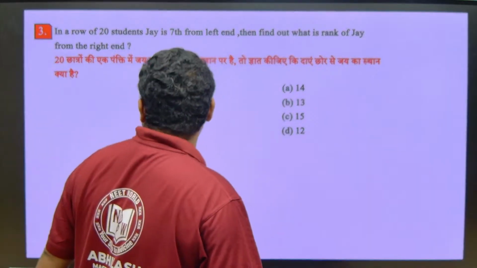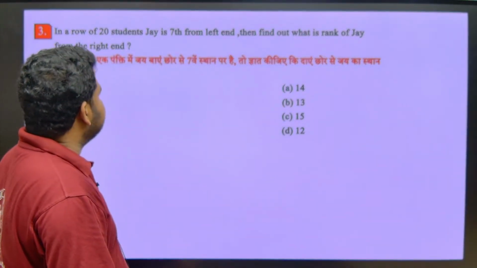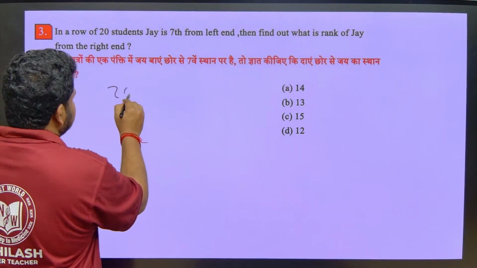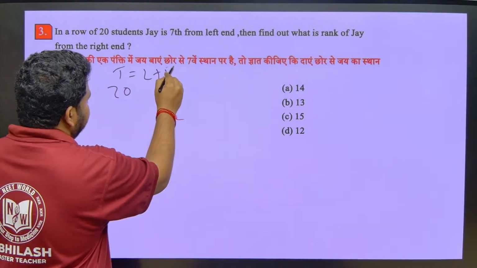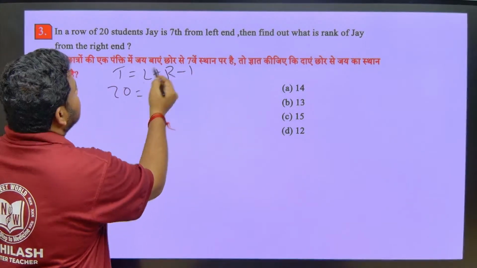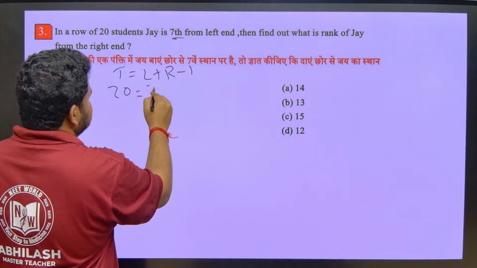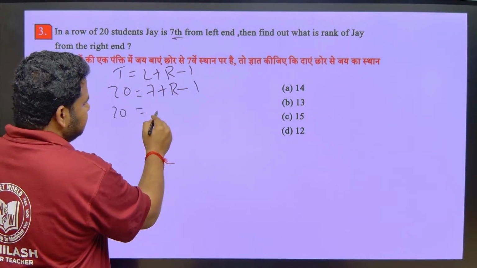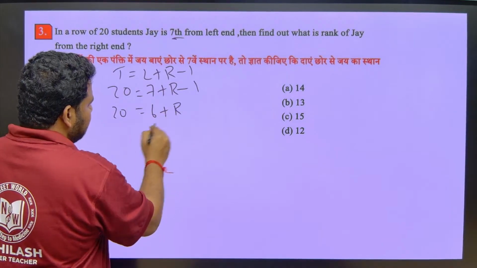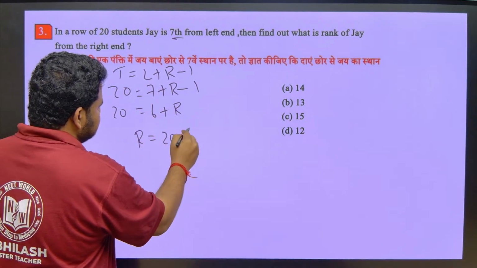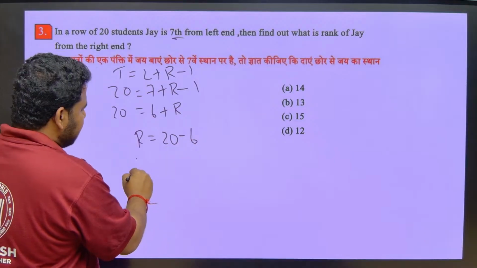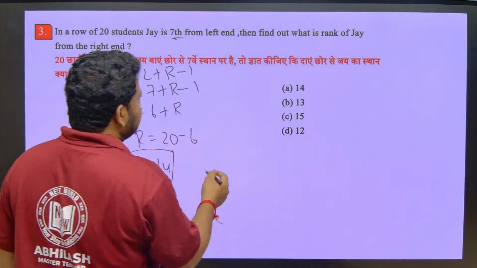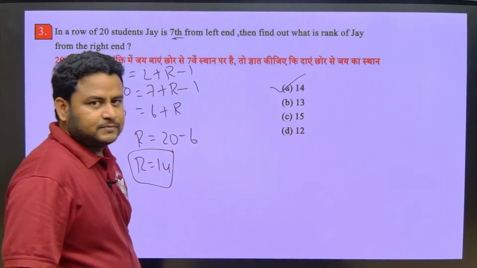So this is the question they have given. In a row of 20 students, J is 7th from the left hand. Find out what is the rank of J from the right hand. So 20 students means total is 20. Total is equal to L plus R minus 1. Correct? So 20 is equal to left hand is 7, so 7 plus R minus 1. Right hand they are asking. 20 is equal to 7 minus 1 is 6 plus R. So R will be equal to 20 minus 6. R will be equal to 14. So what is the rank of J from the right hand? It is 14. The answer is option A.